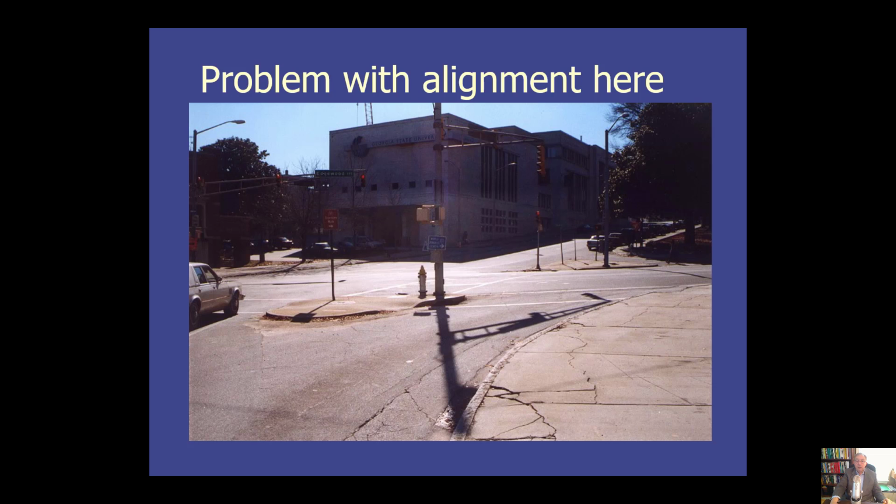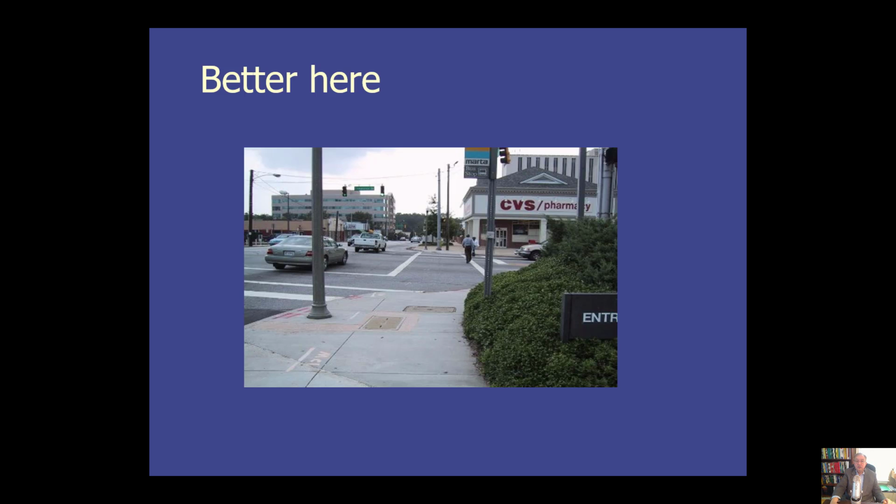Here's an example of problems with alignment. Somebody gets to the corner, and the way the intersection is set up, it may be difficult to make a good crossing. May have to use recovery techniques. Much easier here because everything's in alignment.